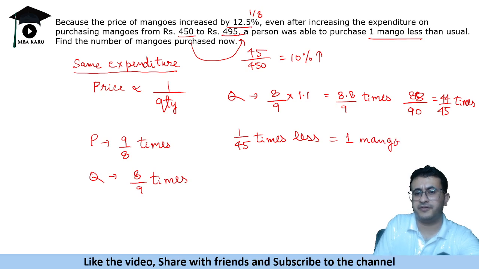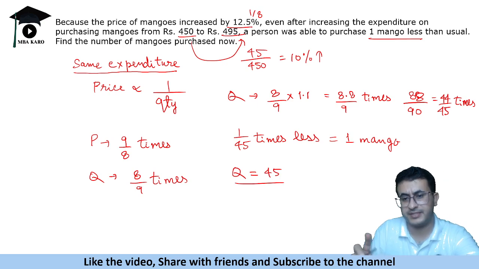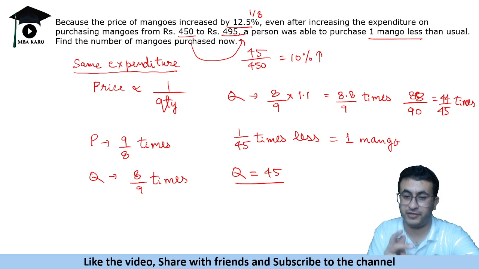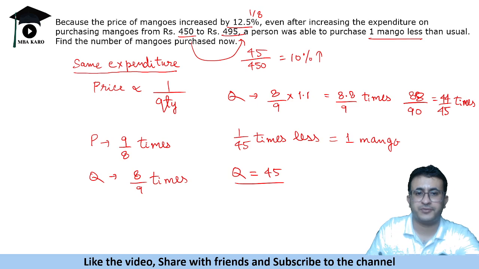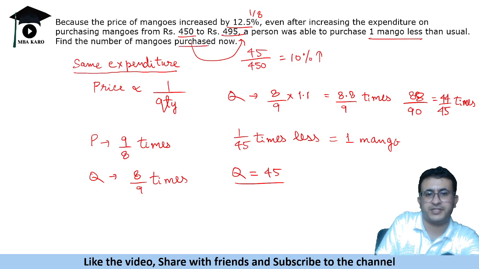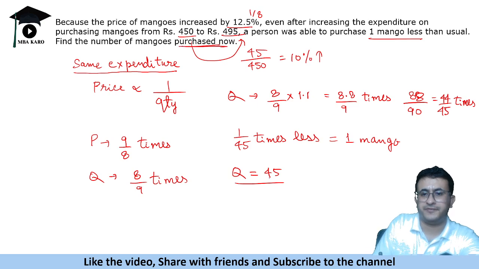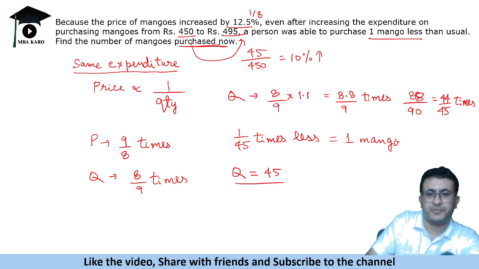Quantity is 1 by 45 less. So that means the quantity was 45 mangoes previously. 1 by 45 of the quantity is 1. So that means the initial quantity was 45 mangoes. The question is asking the number of mangoes purchased now. So initially 45 and now 1 mango less. So the person is purchasing 44 mangoes.